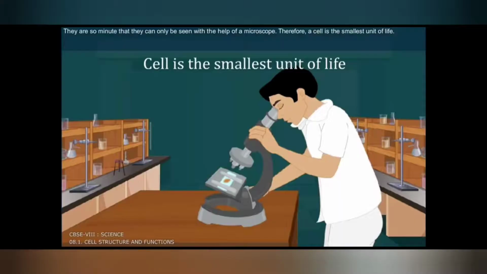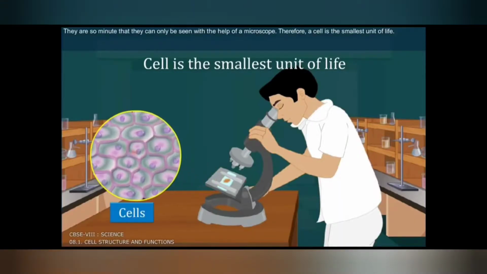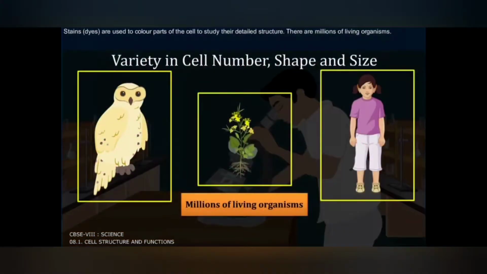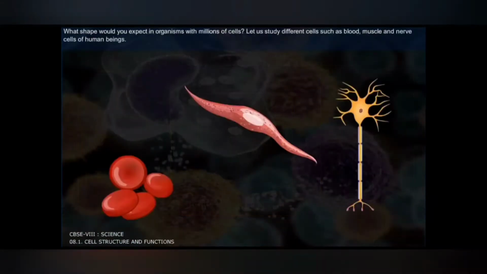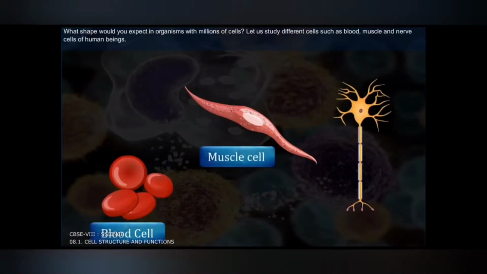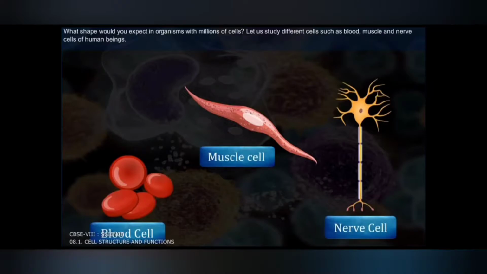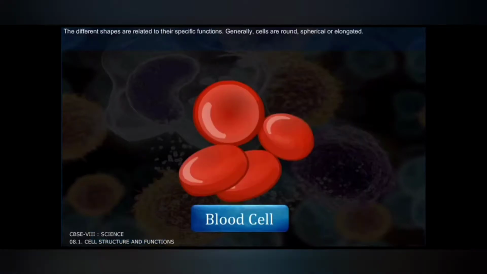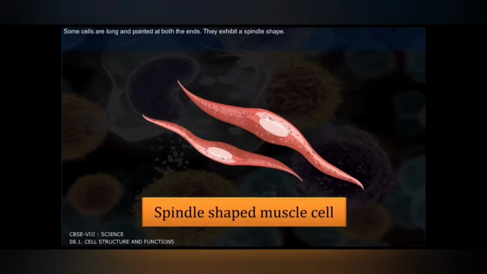Of all the living organisms, they are so minute that they can only be seen with the help of a microscope. The cell is the smallest unit of life. In the living world, organisms differ from one another, but all are made up of cells. The different shapes of the cell are related to the specific functions. Generally, cells are round, spherical, or elongated.